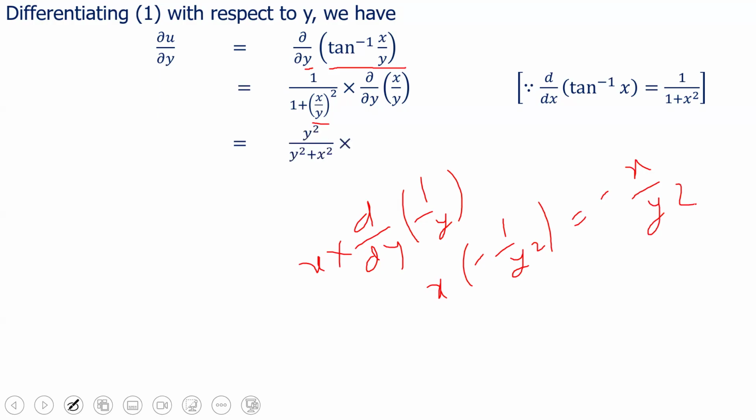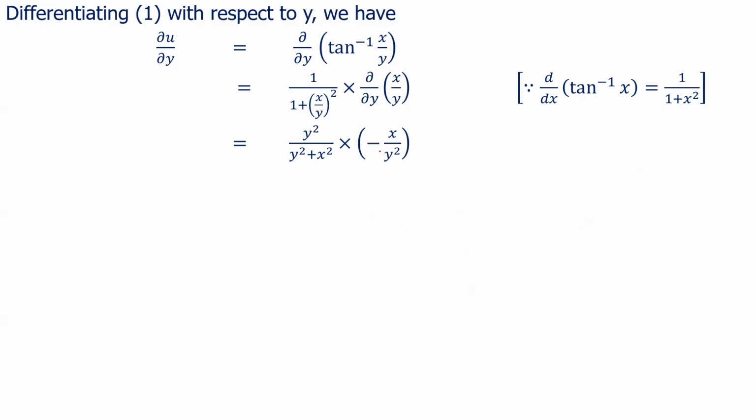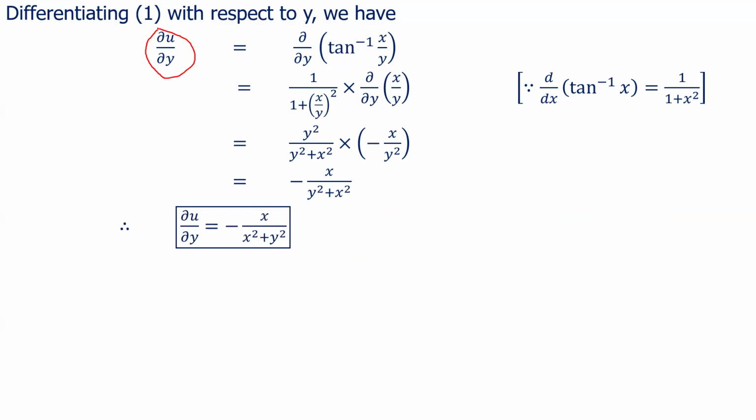We can write this again as y square plus x square upon y square, and this y square goes to the numerator, and it will become like this, into x we can take outside, and the derivative of 1 upon y is minus 1 upon y square. So this y square and y square will cancel, and we have the answer minus x upon y square plus x square. Now we want to differentiate del u del y with respect to x. So this is the value of the partial derivative of u with respect to y.